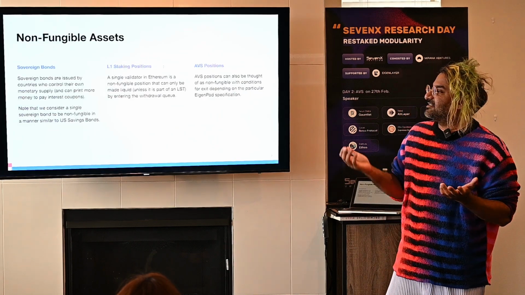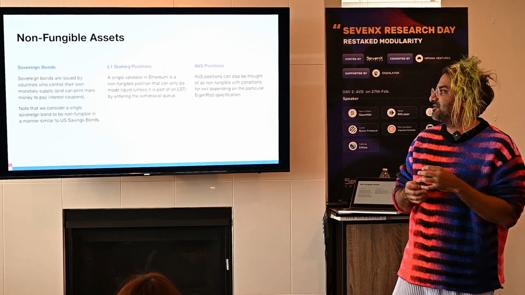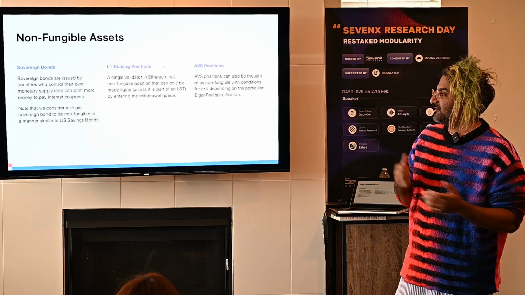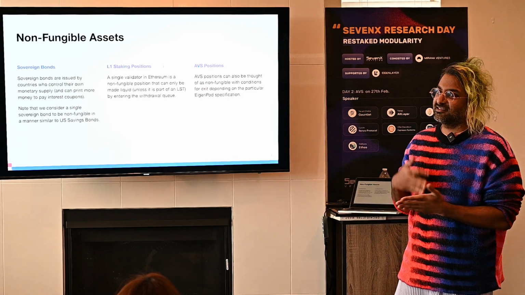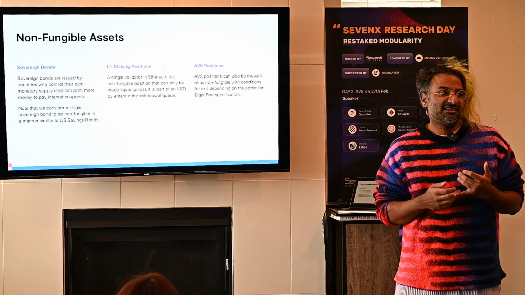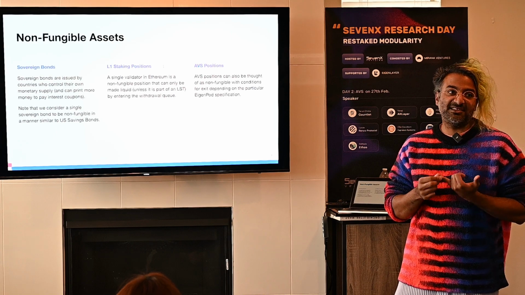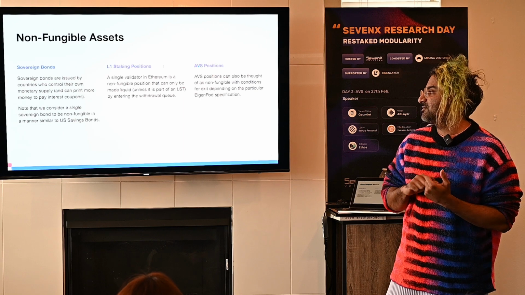So what are the assets we have to think about? I think the first thing to think about is, in this world of restaking, what do we think about as the fungible versus non-fungible assets? So we're going to look at 3 different non-fungible assets and compare and contrast their similarities and differences. So the first is sovereign bonds. So this is bonds issued by a country. They control the money supply, so they can inflate the money supply to pay back their own debt if they need to.